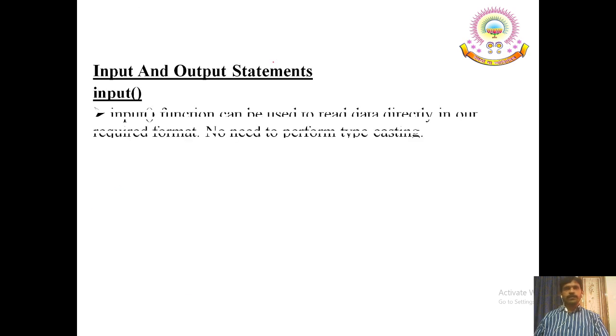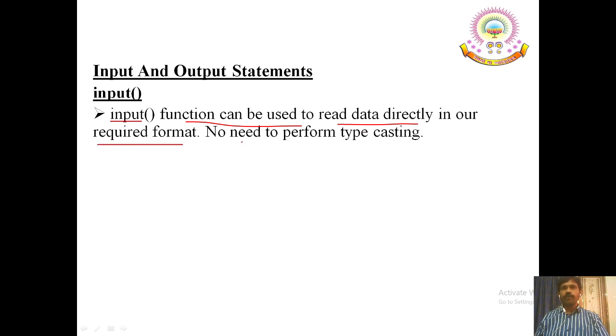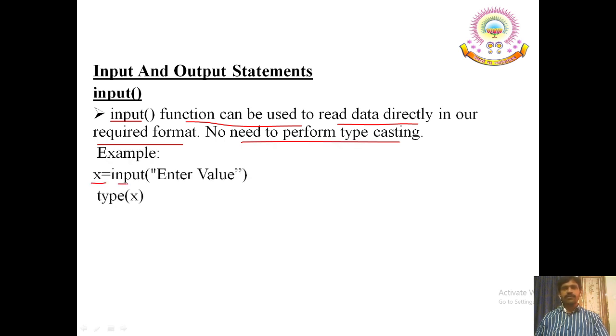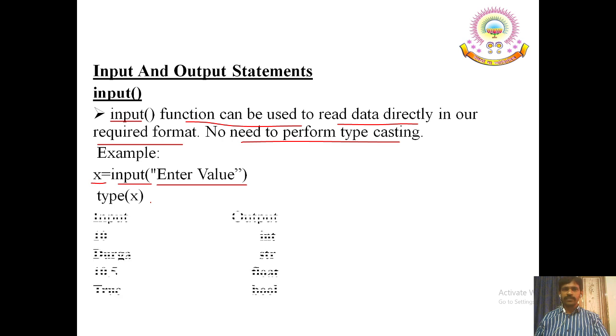Then the second one, the input function, can be used to read data directly in our required format. No need to perform any typecasting. Example: x is equal to input of the message. Enter the value, print type of x. See this: input 10, output is integer. If I input Durga, the value is converted to string type. If I enter 10.5, the value is float type. If I enter True, it is bool type.